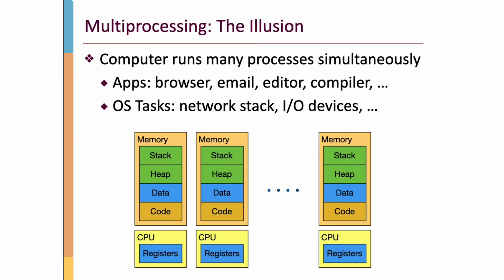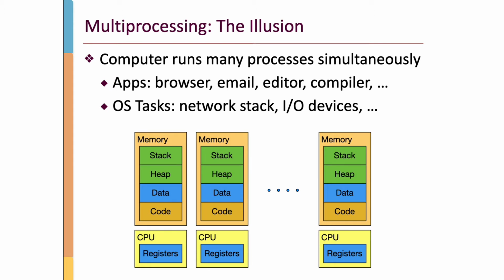Let's just think about what we're talking about in terms of multiple processes running on a computer at the same time. Obviously, we're familiar with this idea that a particular machine is going to be running many processes simultaneously. So in the user space, we'll be running a bunch of applications, maybe a browser, an email client, an editor, a compiler, a game, a weather application, whatever it happens to be.